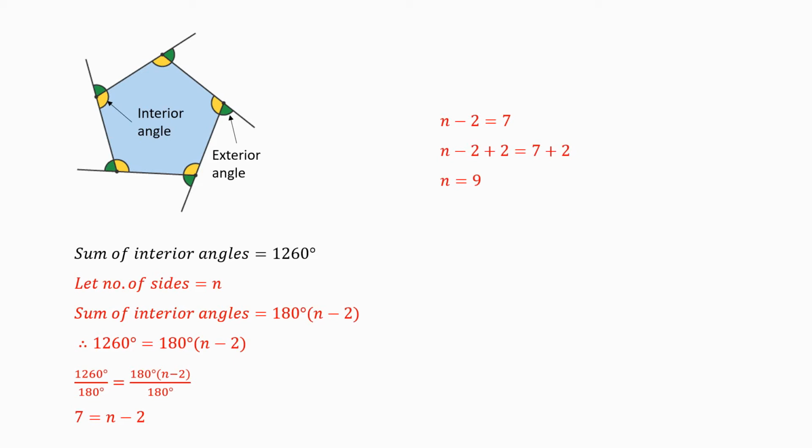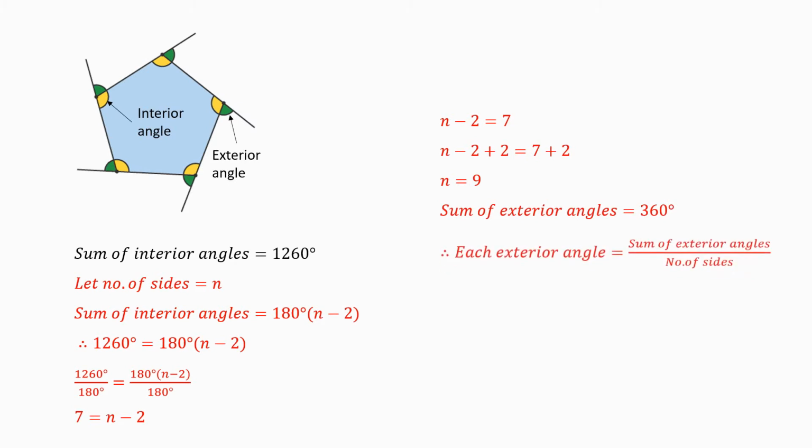Then for every polygon, the sum of the exterior angles add up to 360 degrees. And so each exterior angle is the sum of the exterior angles divided by the number of sides. We substitute, we have 360 degrees over 9. So each exterior angle in the example that we have been given is 40 degrees.